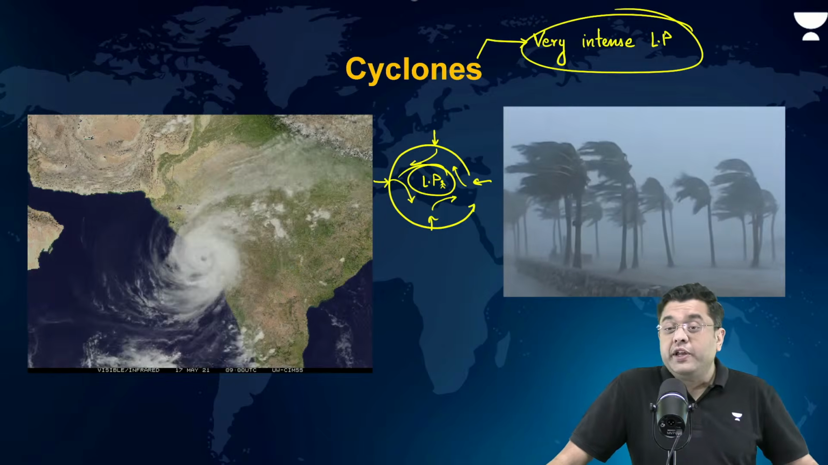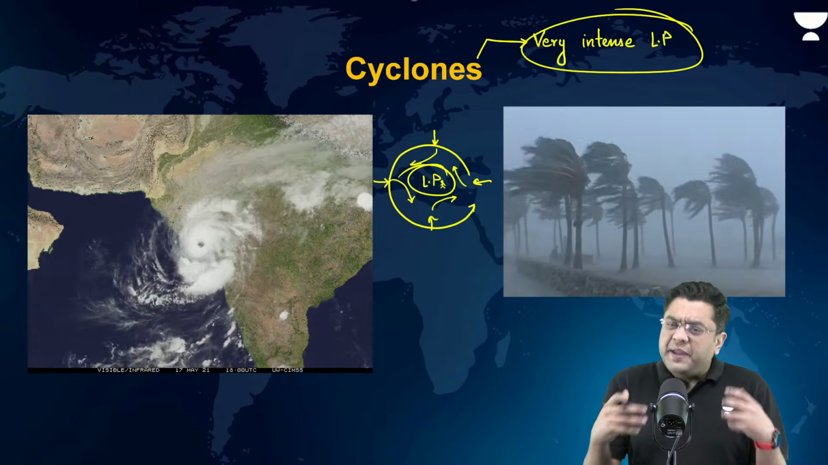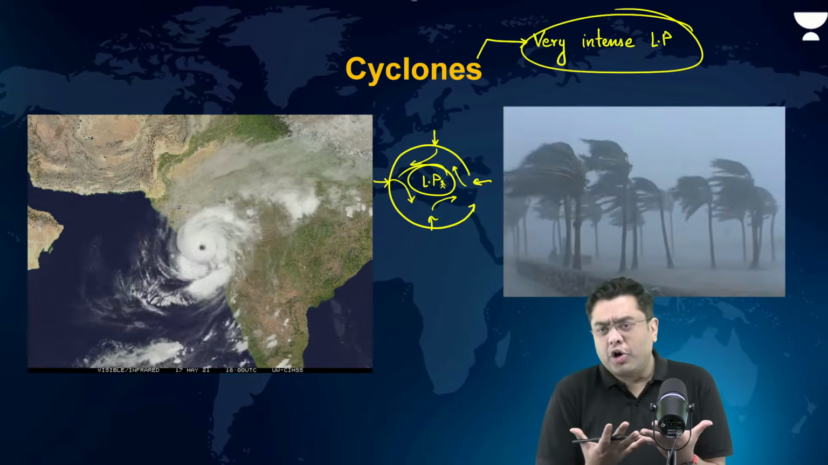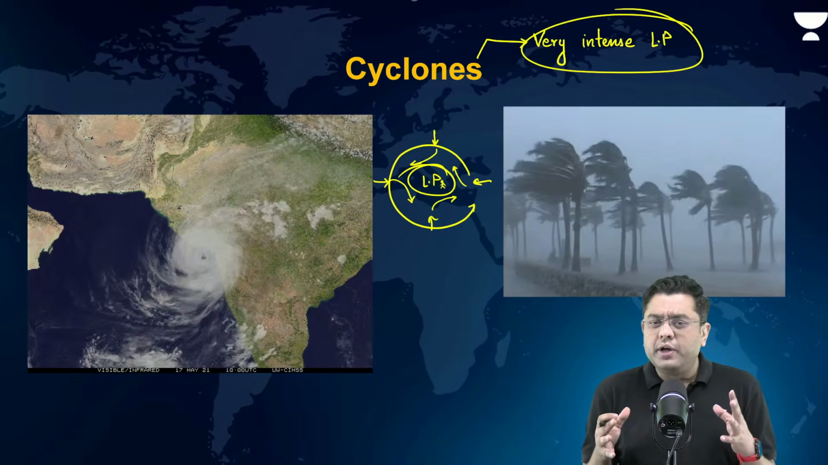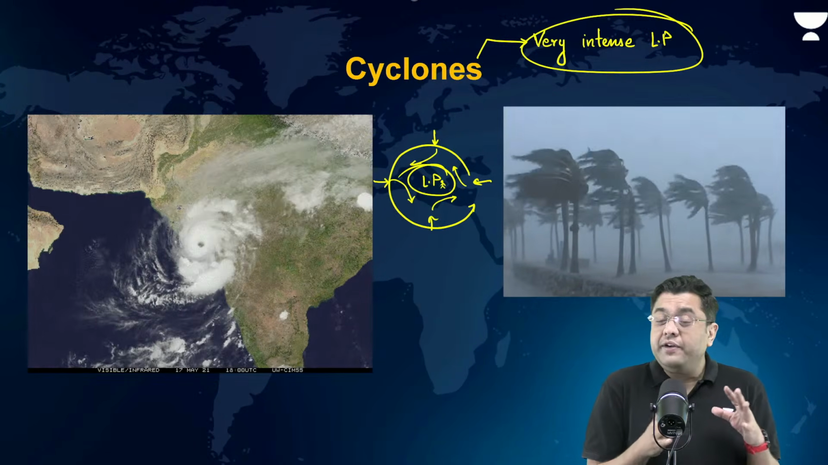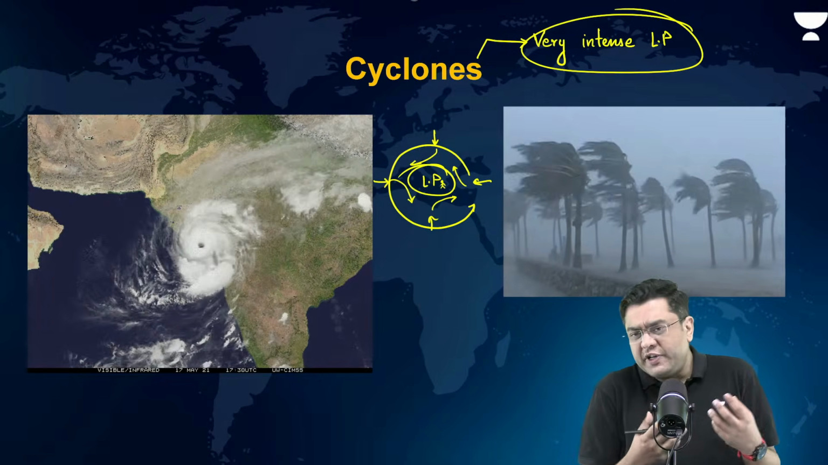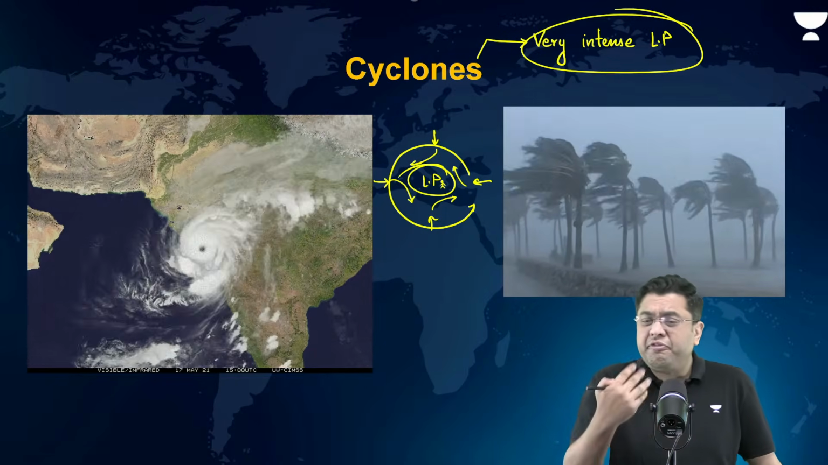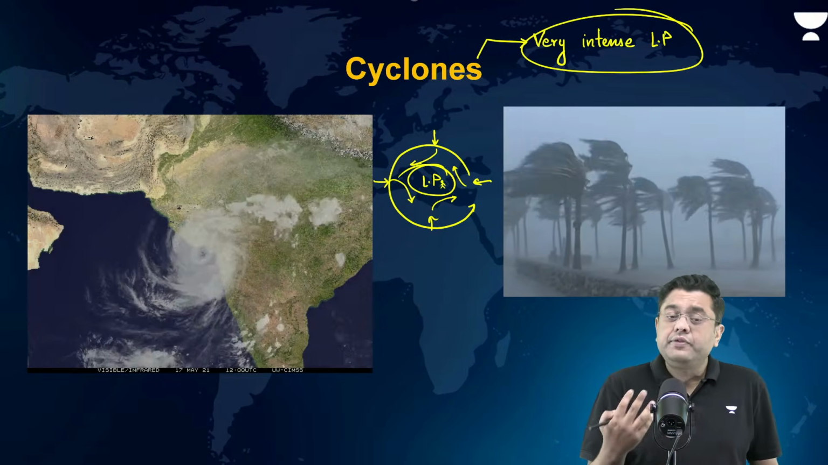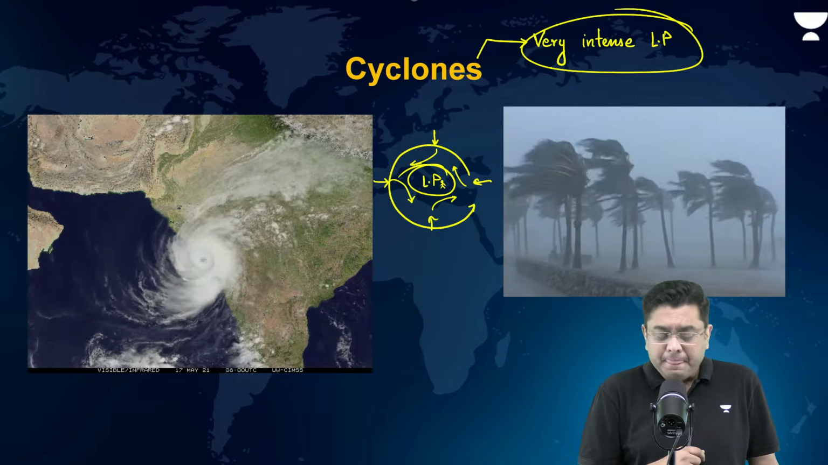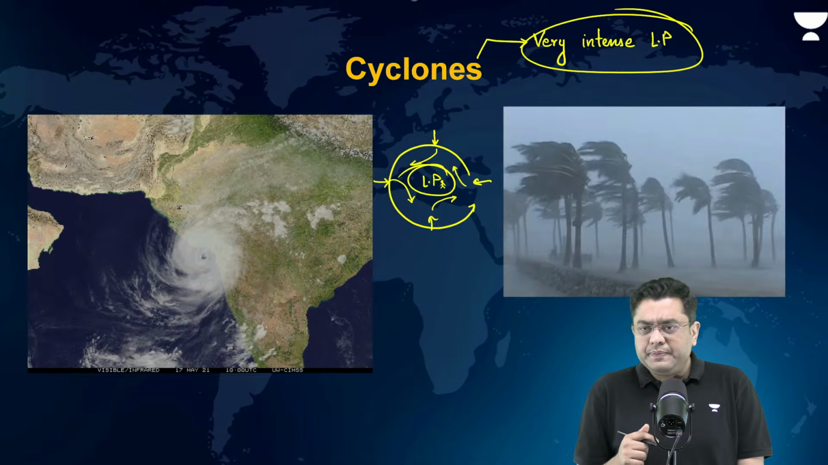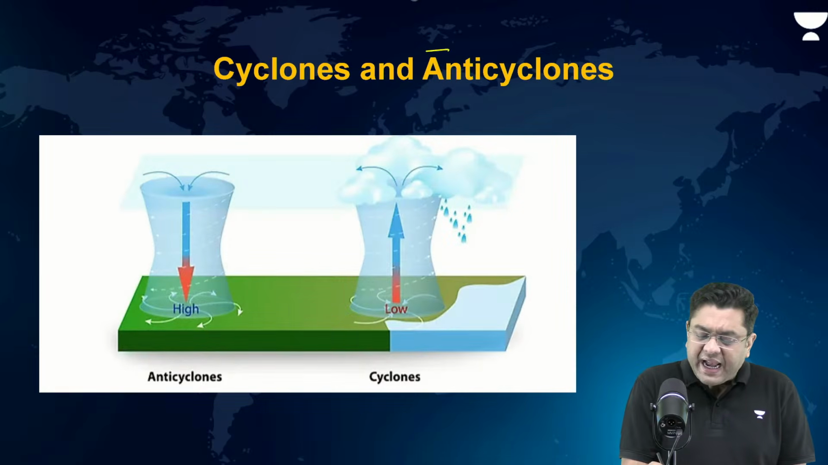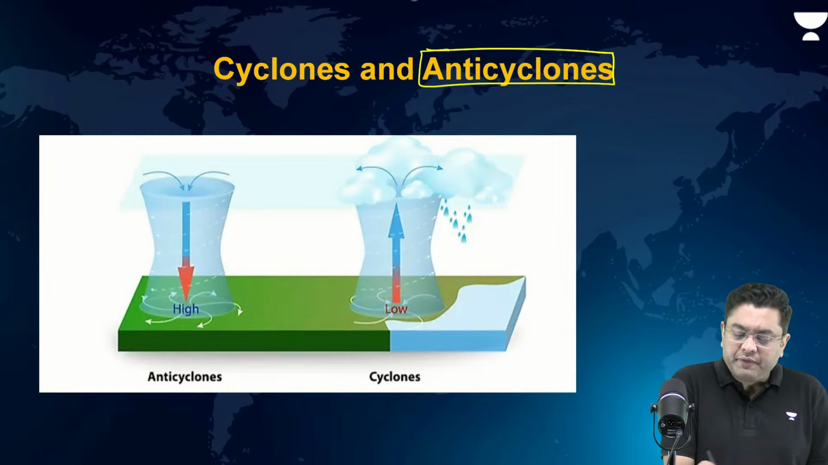So, this cyclonic circulation basically creates a lot of havoc, a lot of destruction. Wind movement is very, very strong, and that also ends up creating the condition of destruction, loss of life, property, flooding. Everything is associated with that. Okay. Now, there is another case, what is known as an anticyclone, just the opposite of it.